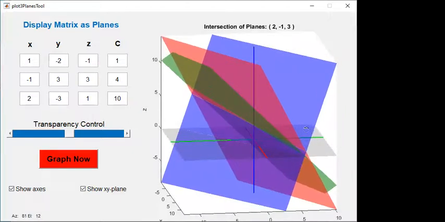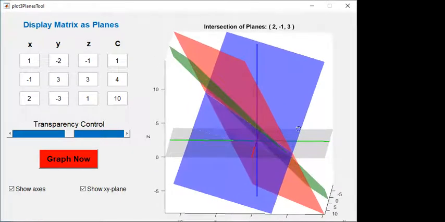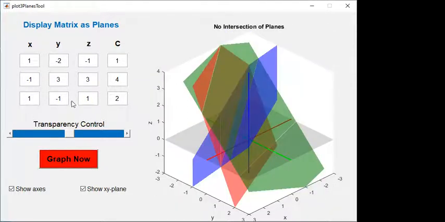Then we took this and made a small change to it. We kept the first two equations the same, but the third equation just became a 1 in the x direction, a -1 in the y direction, plus 1 in the z direction, and that summed to 2. Now let's graph that. So it was x minus y plus z equals 2. And when we look at this, it says there are no intersections of the planes.